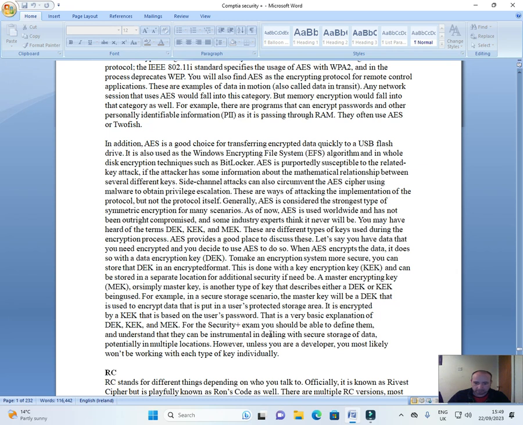For the Security Plus exam, you should be able to define them and understand that they can be instrumental in dealing with secure storage of data, potentially in multiple locations. However, unless you are a developer, you most likely won't be working with each type of key individually.